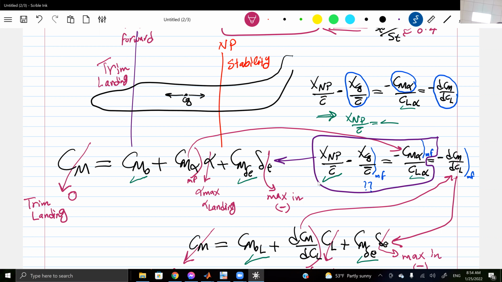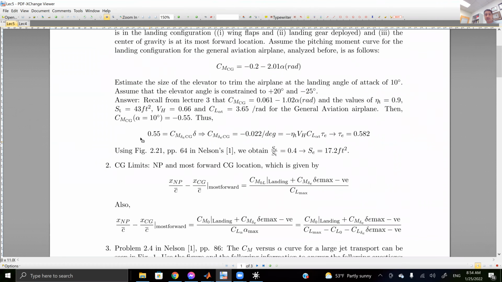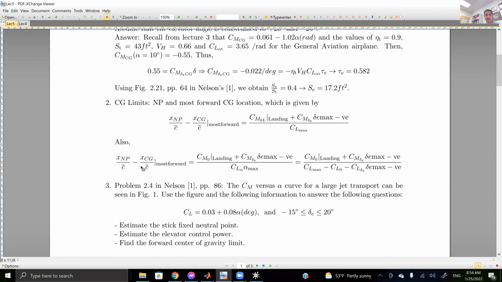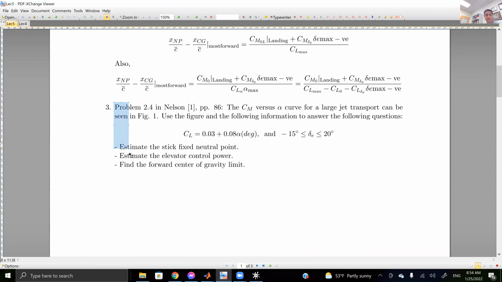Before indulging in any business that has to do with the most forward, I'm going to use this equation. And to get the neutral point, I must be given the pitching moment characteristics at some CG. And this is typically given. So say, here is the CG. Look at this example that we're going to consider now. For example, this is lecture 5.